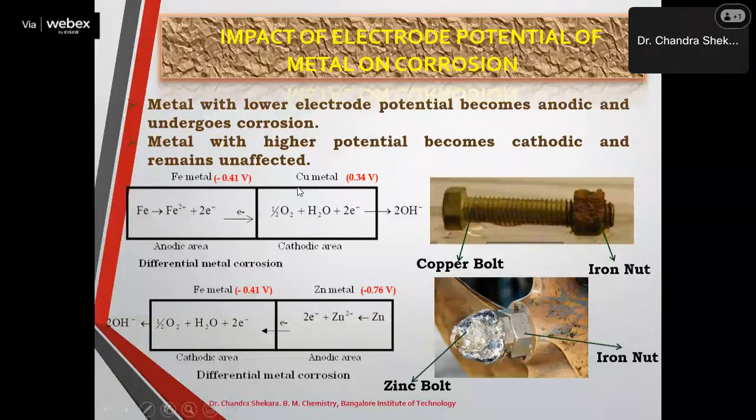Lower the electrode potential, higher is the tendency of metal to undergo oxidation, and higher is the tendency of metal to undergo corrosion. When we use two different metals together, the metal which undergoes corrosion is the metal with lower potential, and the rate of corrosion depends upon the difference in potential between two metals.